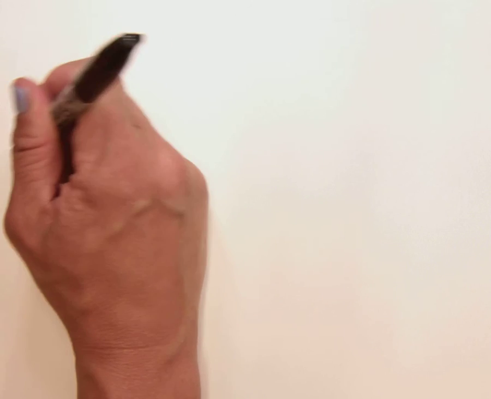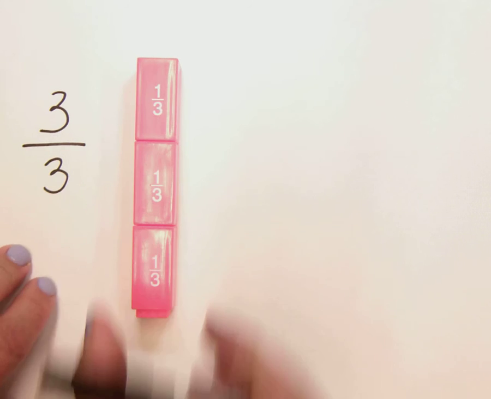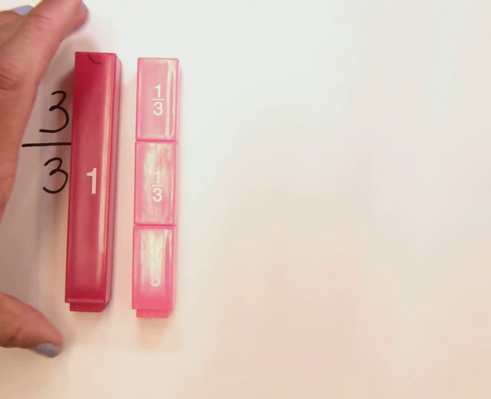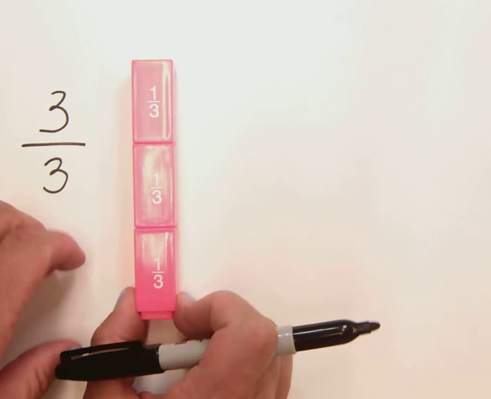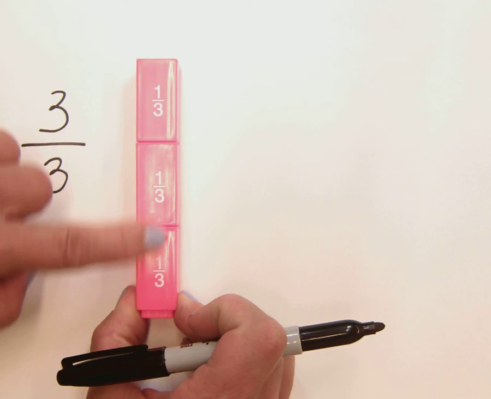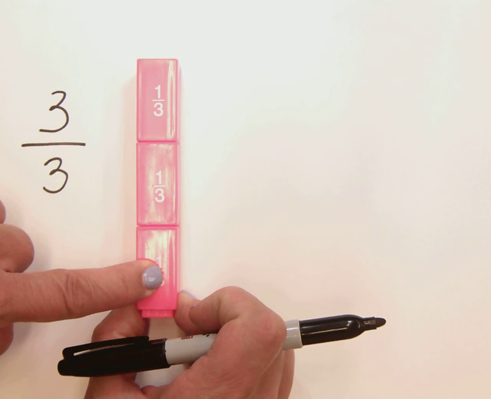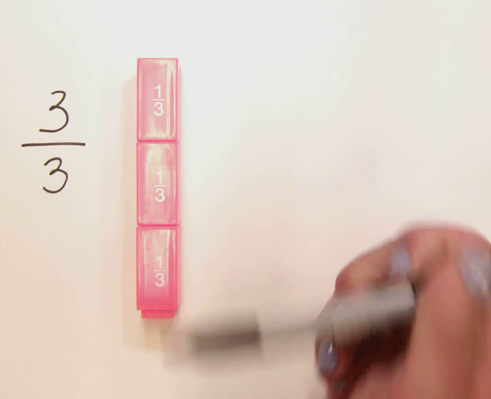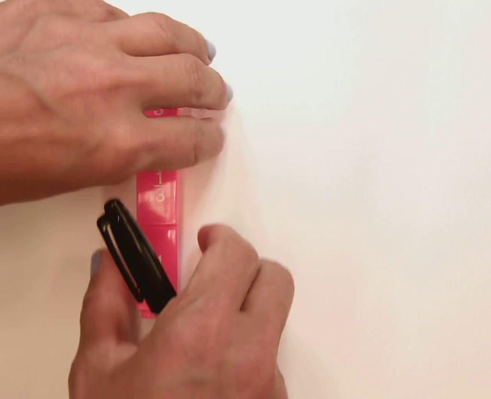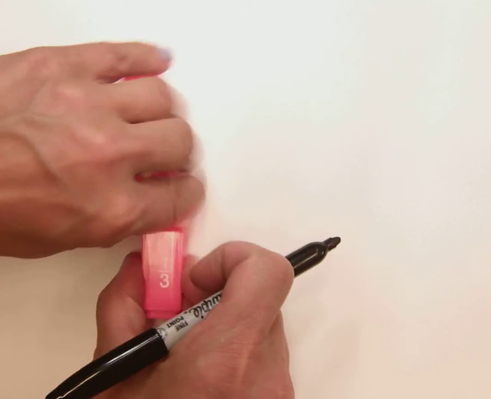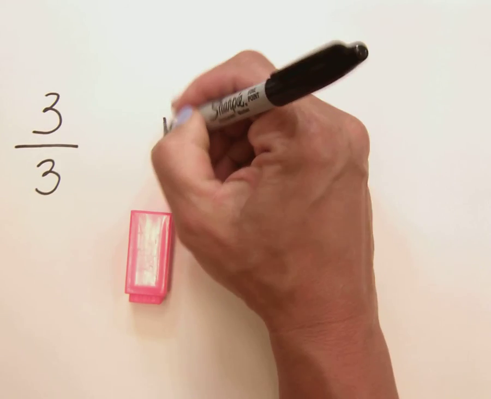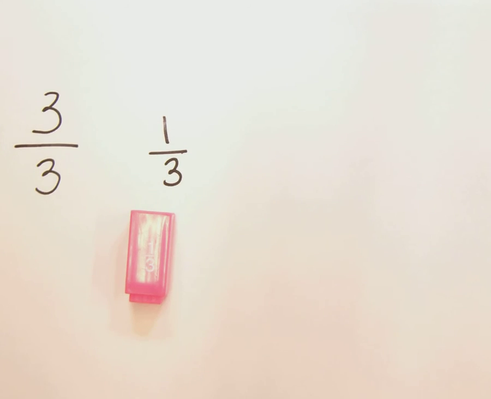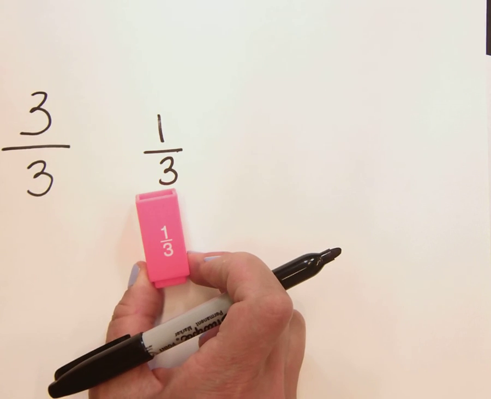Then we can show 3/3. That's 3 equal parts. So if I have my whole, which is the same size as 1, 3/3 is 1, 2, 3 equal parts. Our whole has been broken into, and we're referring to 1, 2, 3. And then also we can show 1/3. 1/3 is just 1 out of the 3 equal parts right here.